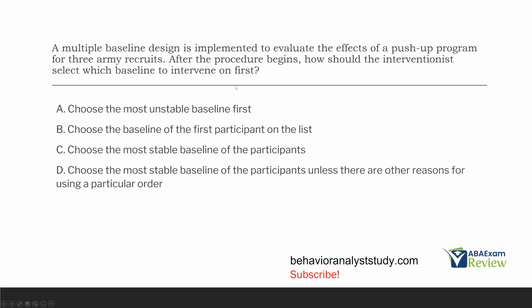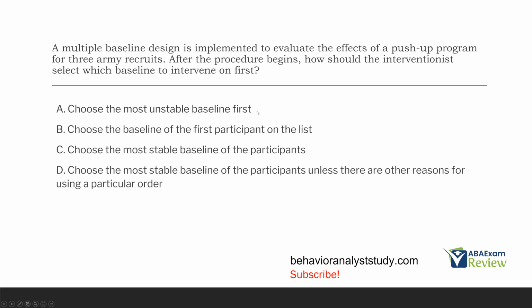A multiple baseline design is implemented to evaluate the effects of a push-up program for 3 Army recruits. After the procedure begins, how should the interventionist select which baseline to intervene on first? I like this question because a lot of people see multiple baseline graphs and they just always assume, well, whatever first participant or setting it was, that's just probably the rule. You always have to pick one. But that isn't necessarily the case. So how do we select which baseline to start on when we have multiple baseline designs?